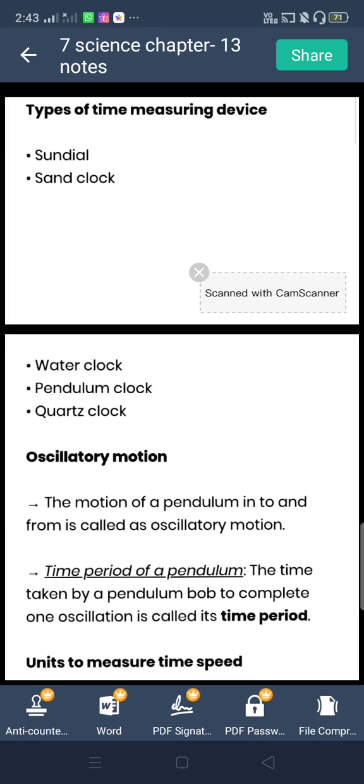Now oscillatory motion. The motion of a pendulum to and fro is called oscillatory motion. So what is oscillatory motion? When any pendulum shows its movement back and forth, or when it starts from its position and then comes back to its position, then it is said to be oscillatory motion. Time period of a pendulum: the time taken by a pendulum bob to complete one oscillation is called its time period. When any pendulum bob completes its one oscillation, then it is said to be its time period.